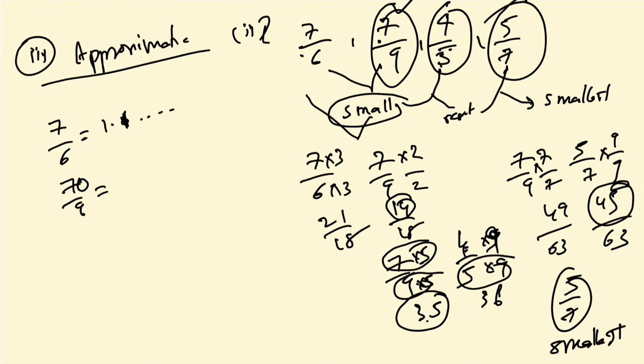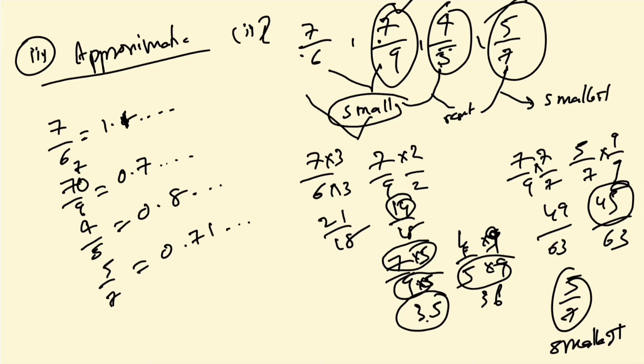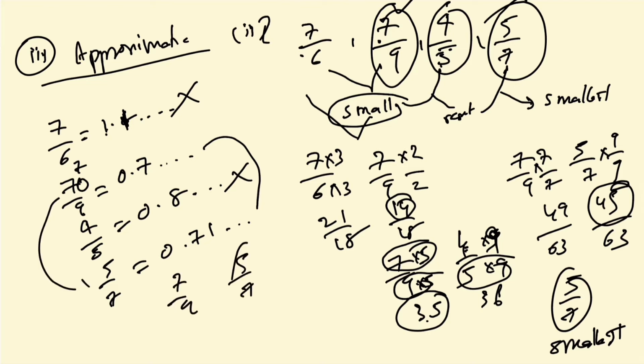Now 7 by 9, 9 sevens are 63, so it is approximately 0.7 something. Now 4 by 5 is equal to 0.8 something. 5 by 7 is equal to 0.71 something. Now obviously 1.1 is not the option, and 0.8 is not the option. Among these two, whichever is the smallest, if you compare them directly, you will get the answer. So obviously the smallest is 5 by 7. So through approximation also we can find the smallest one.